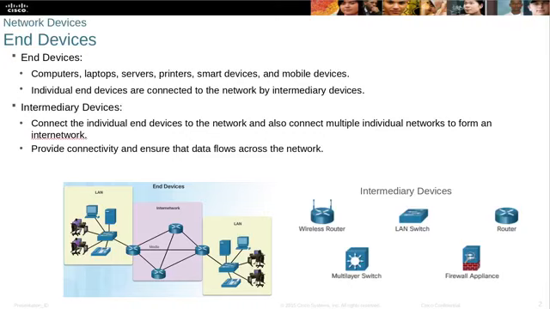Okay, and an intermediary device is used to connect together the individual end devices on the network and also to connect multiple individual networks together to form an internetwork. So a typical intermediary device would be a router, which connects networks together, or a LAN switch, which connects hosts together inside a subnet. A multi-layer switch, this is a switch that works at layers above layer 2, so layer 2, 3, potentially layer 4.